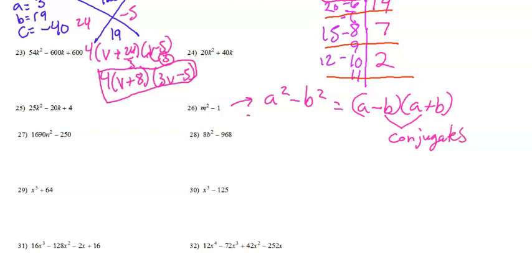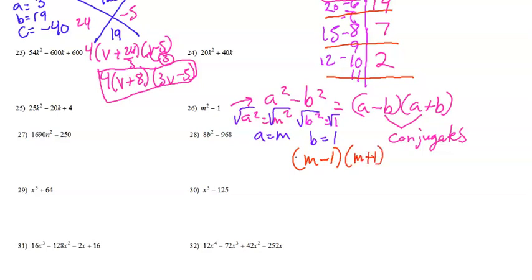So if we find a squared, that's just m squared. To get a, we're going to take the square root of each of these. So a would equal m. B squared would equal 1. To find b, take the square root, or exponentiate both sides by 1/2. b equals 1. So if you put these in the formula, your factors would be m minus 1 times m plus 1. You'll use this same formula for all difference of squares on this page, so all 3 of these.